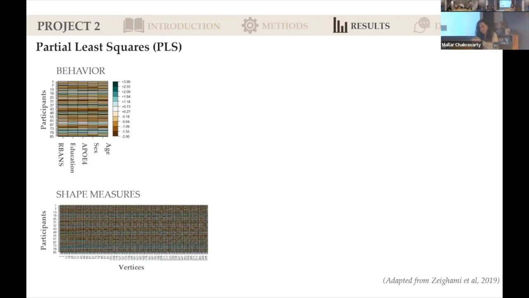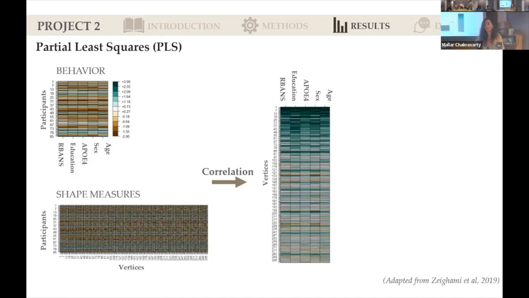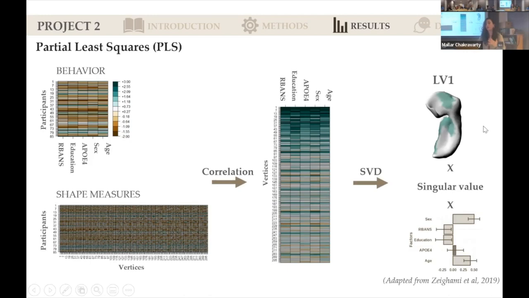So PLS, the way it works is that the first thing we do is a correlation between these two matrices, and then we perform singular value decomposition in order to obtain latent variables that will describe a spatial pattern in the hippocampus, and we will relate that to a demographic pattern. The singular value will tell us how much that explains about the covariance between these two input matrices.